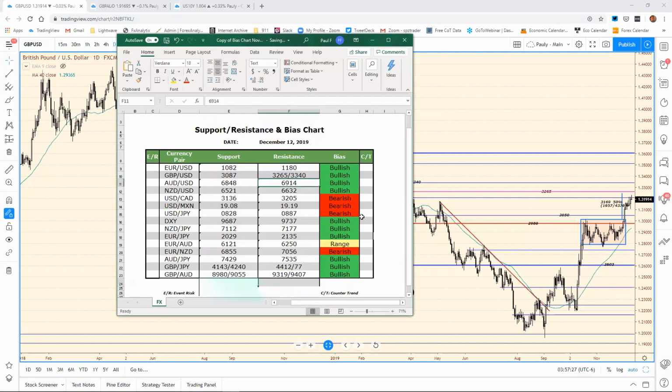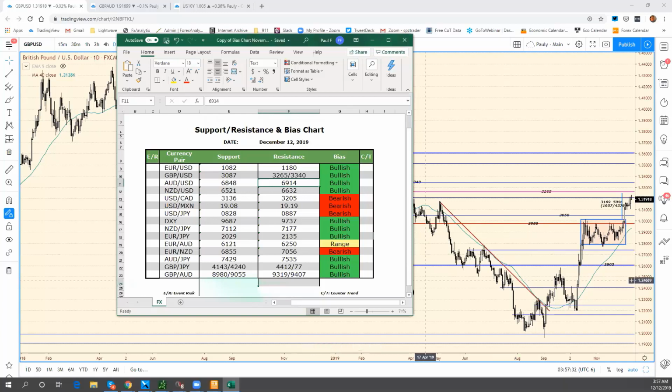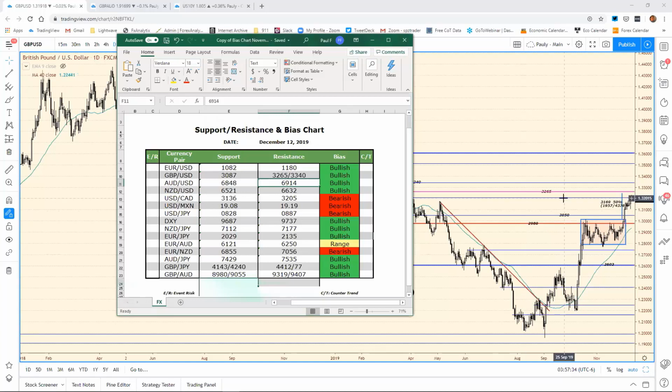SNB's Jordan says negative rates will remain as long as necessary. So in case anybody's trading the Swissy, that just popped over the squawk.